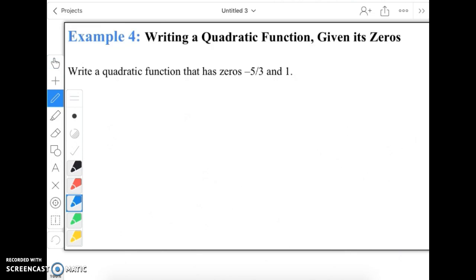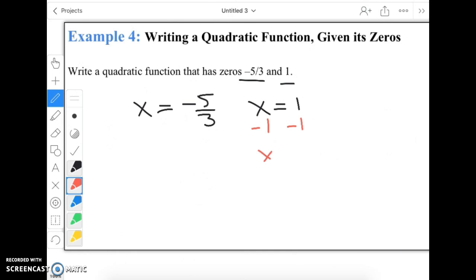The last one, or second to last one before we jump into the application, if we have the zeros of negative 5/3 and 1, that means we would have x equals negative 5/3 and x equals 1. So I want to know what the quadratic function for this would actually be. So I want both of these equal to 0. Now this negative 5/3, this is going to be a little bit counterintuitive. So this is going to be one of my factored terms that I will FOIL out again.